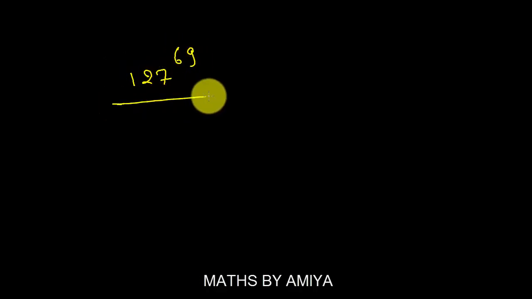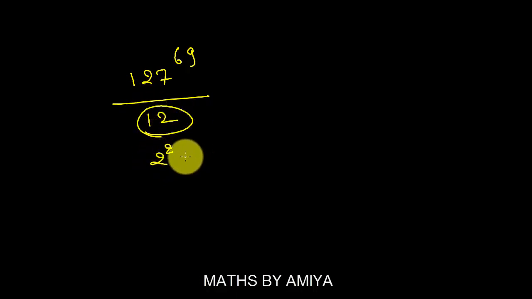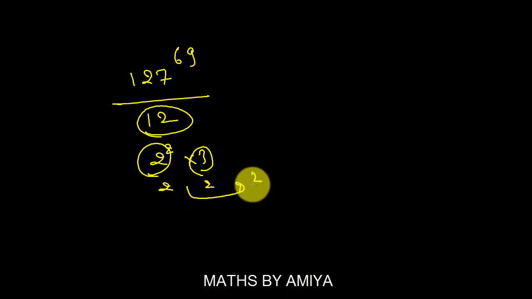Take another question. 127 raised to power 69 divided by 12. What would be the remainder? There is nothing common between 127 and 12, so we can directly apply cyclicity. Even if there is something common between these two, we can reduce power if possible. The cyclicity of 12 is what? 2 squared into 3. For 2 squared, the cyclicity is 2. For 3, the cyclicity is 2, and taking the LCM, it is nothing but 2.